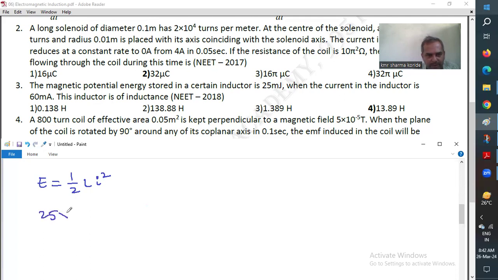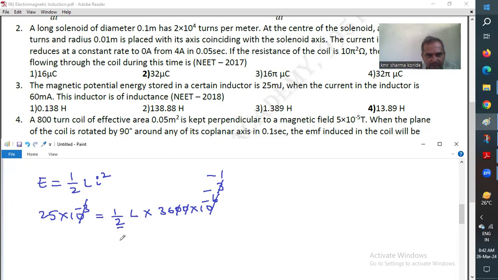So this is 25 millijoules, so directly you can write 10 to the power of minus 3. Half into L, which you are looking for. I is also mentioned, 60 square. So it will be 60 into 10 to the power of minus 3, whole square. Therefore, 3600 into 10 to the power of minus 6. The minus 3 get cancelled. Then you can even cancel 1, 2. So you will be retained with minus 1.